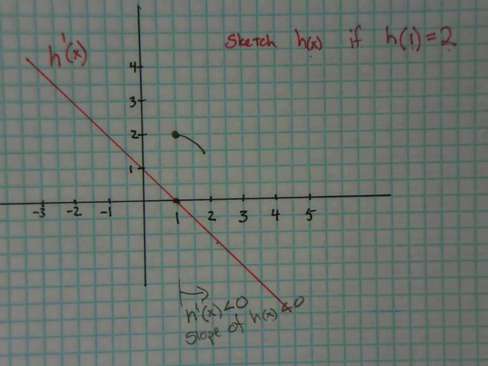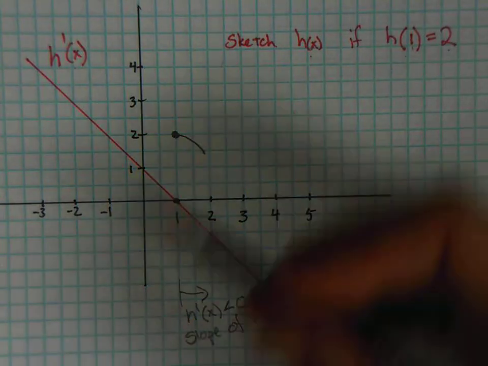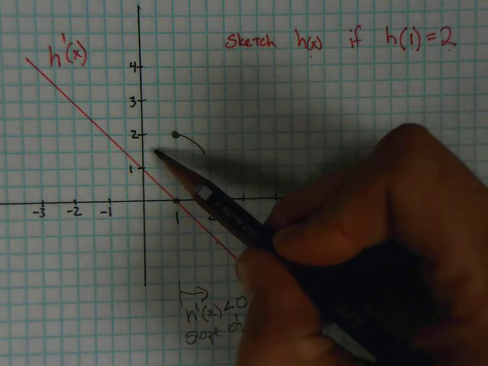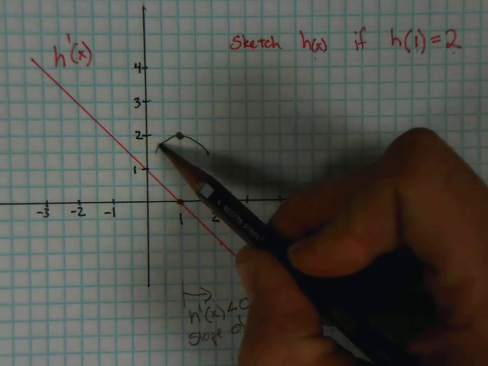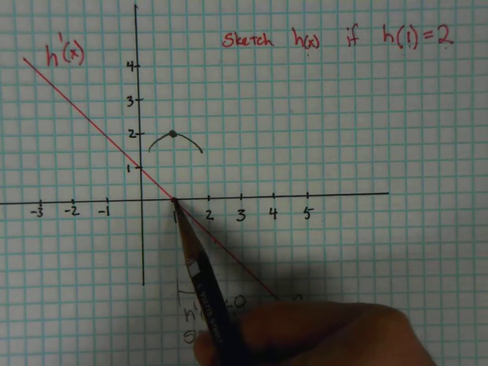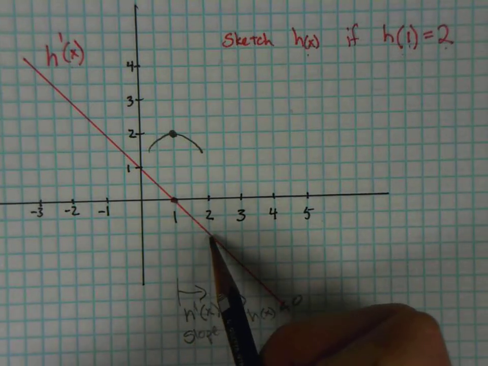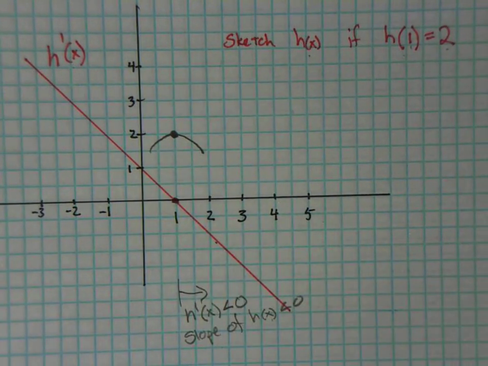go downwards from there. What about to the left of 1? To the left of 1, h prime is above the x-axis, which means h prime is positive, so h is going to have a positive slope. We always look from left to right, so h is going to have a positive, positive, positive slope, have a slope of 0, and then negative, negative, negative slope, larger and larger and larger. We can do even more.